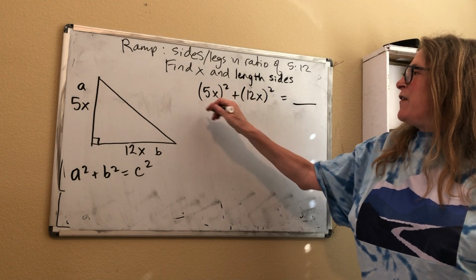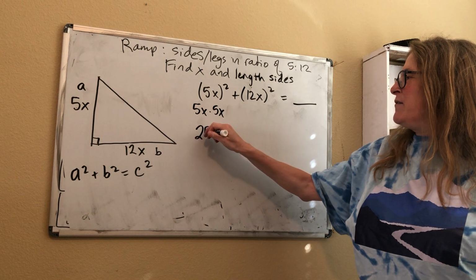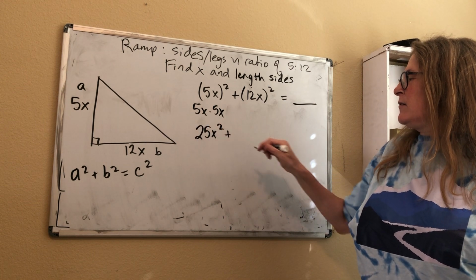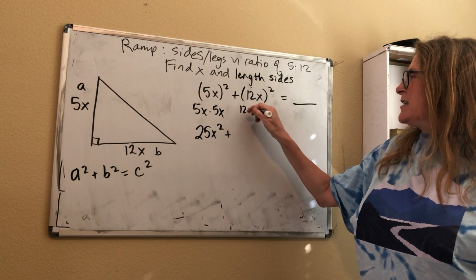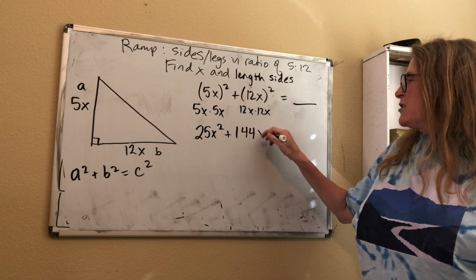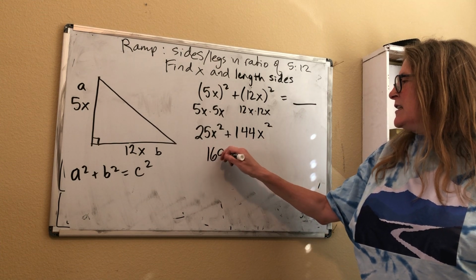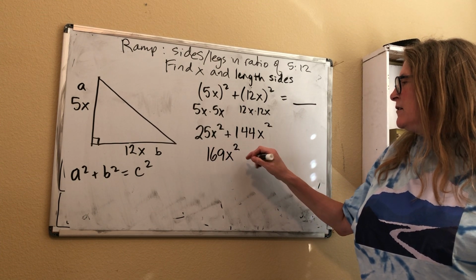Well, if I square 5x, that's 5x times 5x. So that's 25x squared. And if I square 12x, that's 12x times 12x, which is 144x squared. So if I add those up, I get 169x squared.